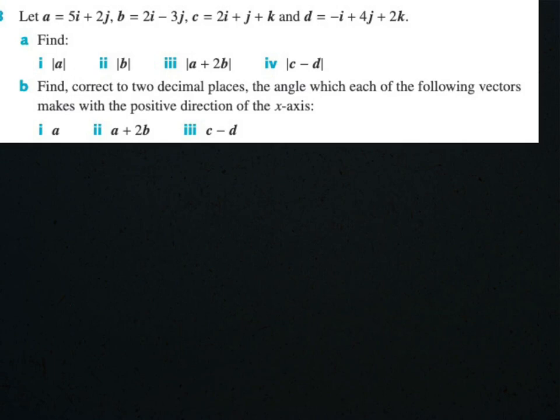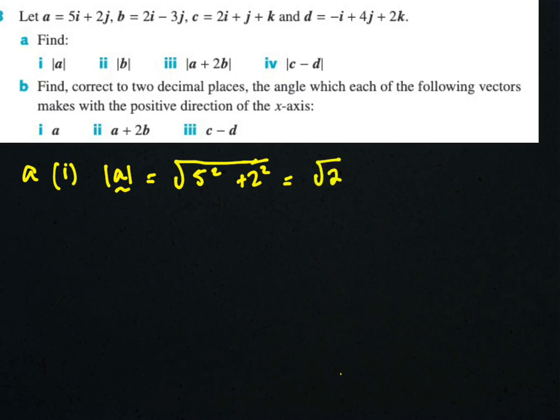Firstly, we're going to start off nice and easily. We're going to find the magnitude of vector A. Well, we know how to do that. That's just an exercise in Pythagoras, isn't it? So we know that the magnitude of A is simply going to be the square root of the i component squared plus the j component squared, and that's 25 plus 4, which is the square root of 29, which cannot be simplified, so we're done.